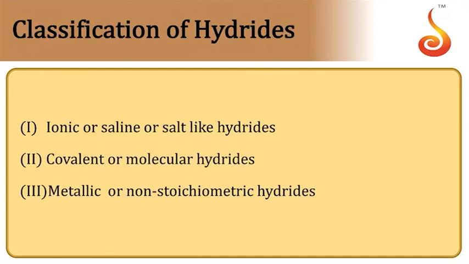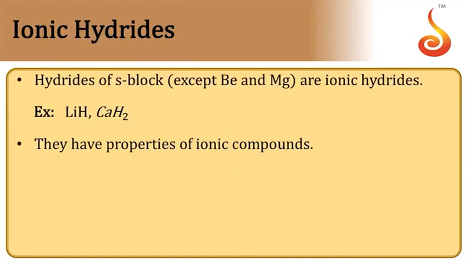Then comes classification of hydrides now. Hydrides are basically classified into three categories: ionic hydrides, sometimes called salt-like hydrides, molecular or covalent hydrides, and metallic or non-stoichiometric hydrides. Let us take one by one.